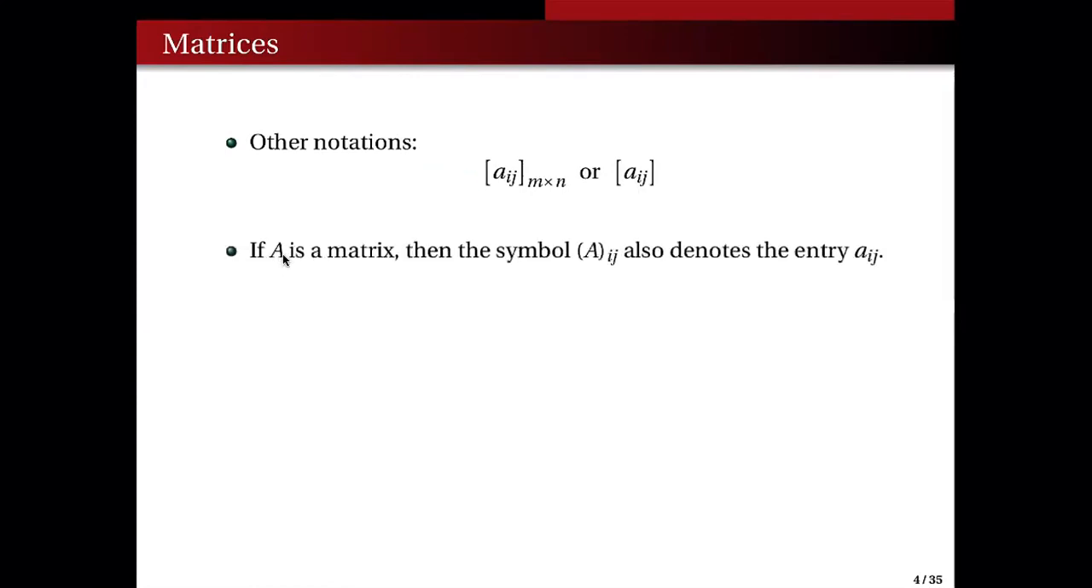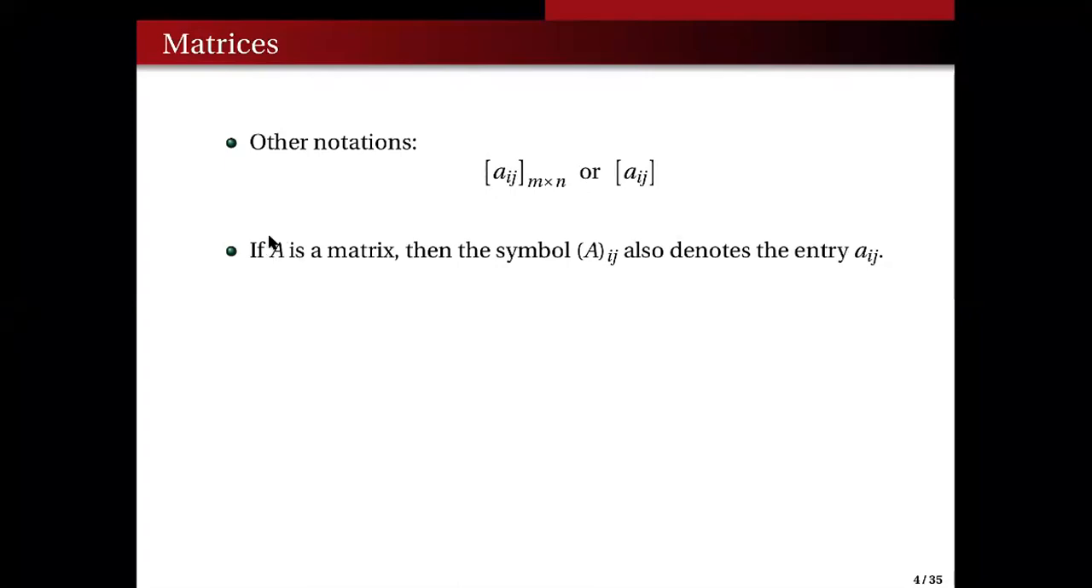Now, if A is a matrix, then this guy here, so parenthesis A, and then there's a subscript ij, this is the entry Aij. Okay? So notice in this notation, we use the entry Aij. We enclose it inside square brackets. Okay? Then we say this is the matrix.